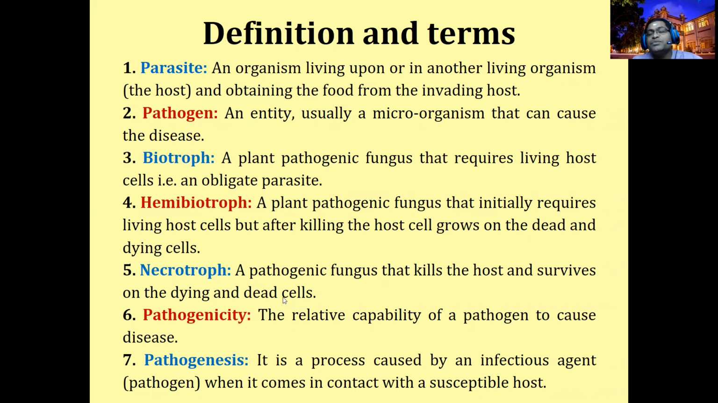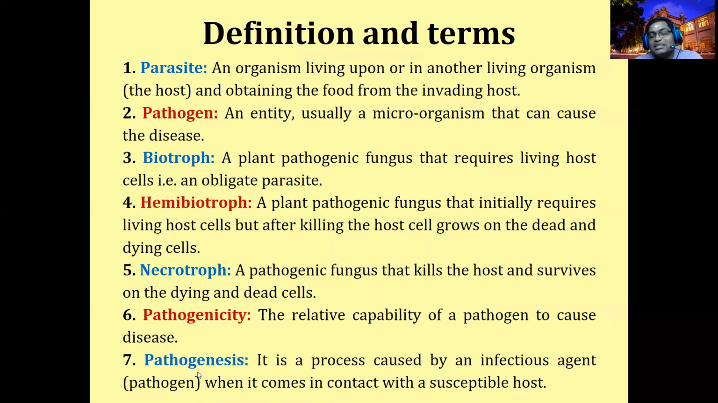Pathogenicity is the relative capability, the ability, of the pathogen to cause disease. We call it pathogenicity. Pathogenicity is measured through the genes, the virulence genes governed by the pathogens. Pathogenicity is the ability of the pathogen to cause disease. In the case of a pathogen, we sometimes call it virulent. It's governed by the gene. It's a character.